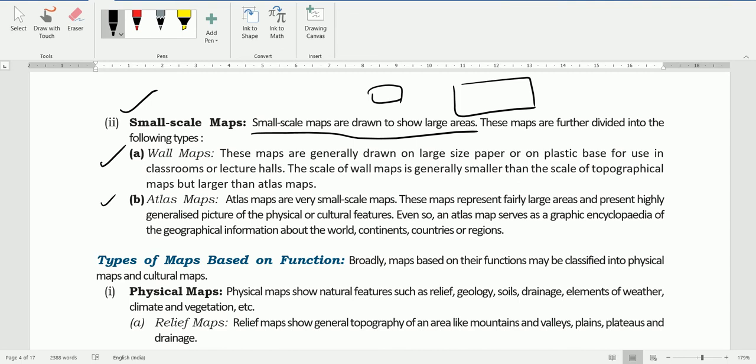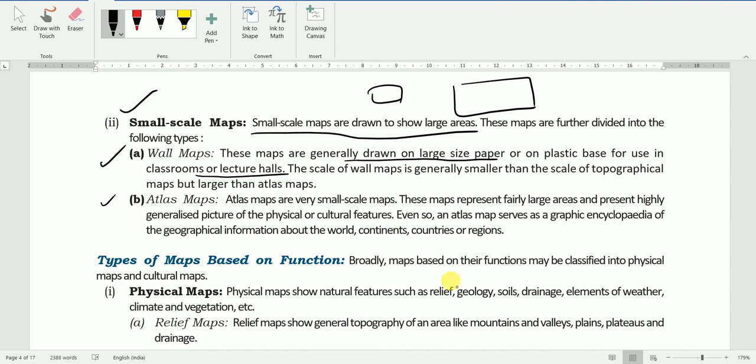And those are examples of wall maps. Wall maps are generally drawn on large sheets of paper or on a plastic base, PVC sheets, for use in classrooms or lecture halls. The scale of wall maps is generally smaller than the scale of topographical maps, but larger than atlas maps.